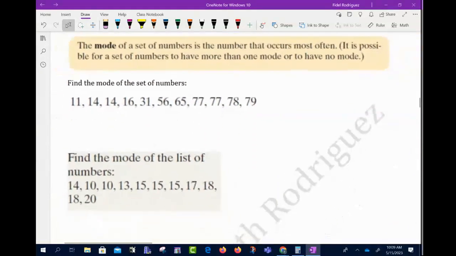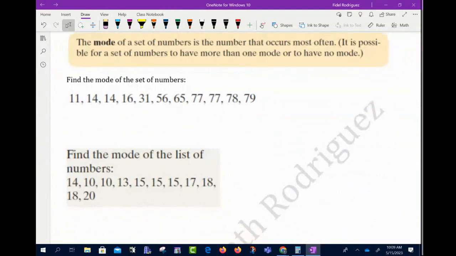Okay. So y'all, the next part I have here is the mode. The mode is just the number that occurs the most often. So when you have a list of numbers, what's the number that you saw the most often? That's going to be our mode. Guys, it's possible to have more than one mode. So sometimes you have a couple of numbers that occur the most, okay?